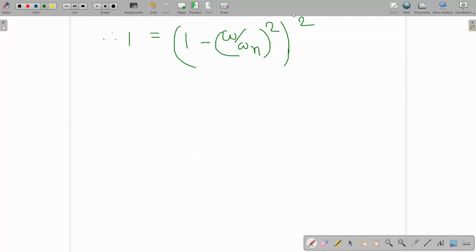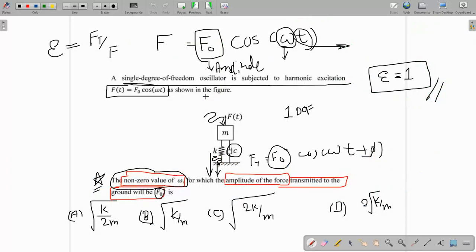Now when we take the under root, when we take this square on the other side, we have 1 minus omega upon omega n whole square is equal to plus or minus 1. Now here we have two values, plus 1 or minus 1. If you take plus 1, then this 1 and 1 will get cancelled, and omega upon omega n will become 0. But here the natural frequency of the system cannot be 0, because there is some stiffness of the spring and mass is given here, so that's why it is written non-zero value of omega.